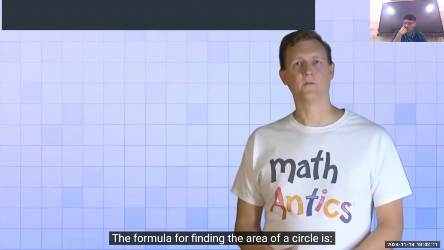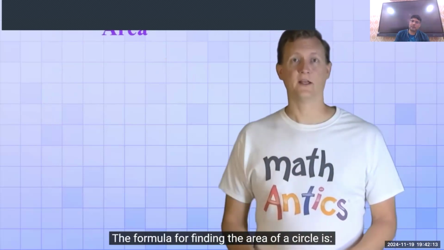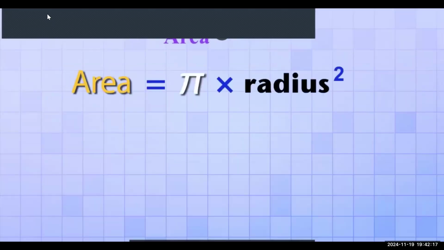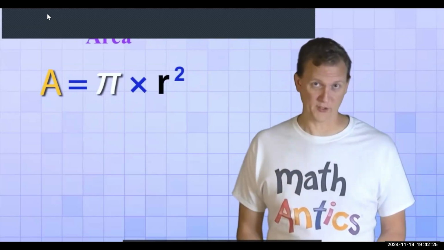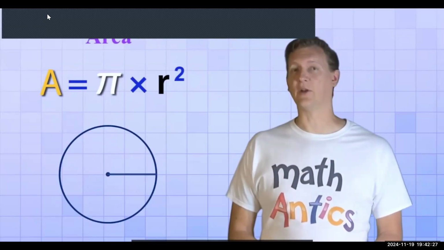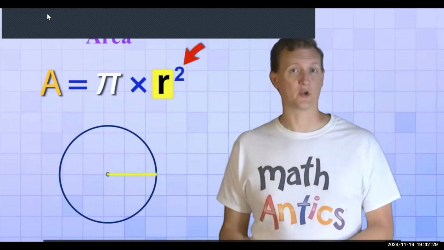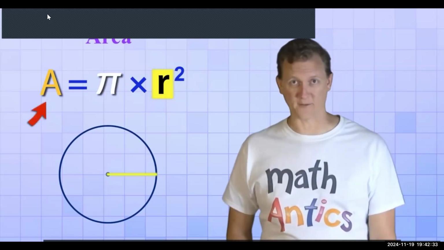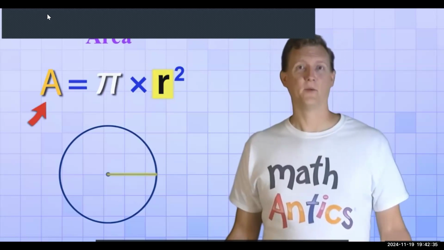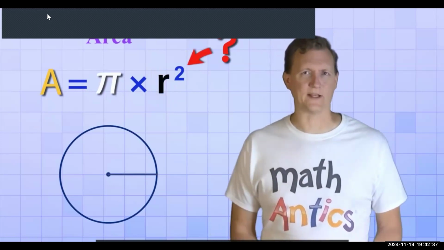The formula for finding the area of a circle is area equals pi times radius squared. Again, we can use abbreviations to make it shorter: A for area and R for radius. Now this is a pretty simple formula too. It tells us that if we know the radius, we just have to square it and then multiply that times pi to get the area. Okay, but what does it mean to square the radius?